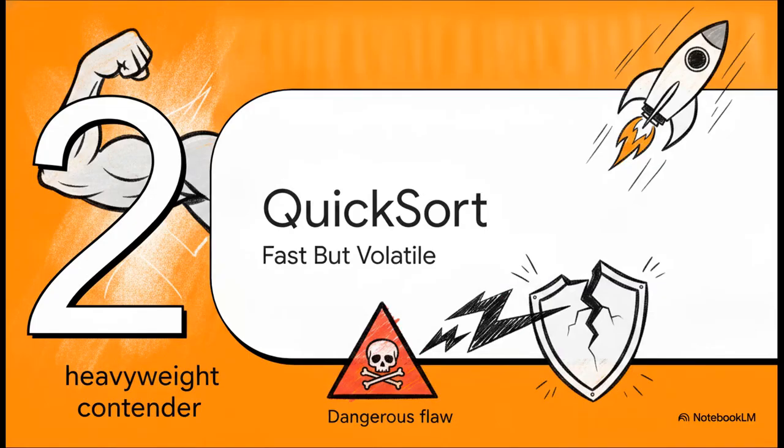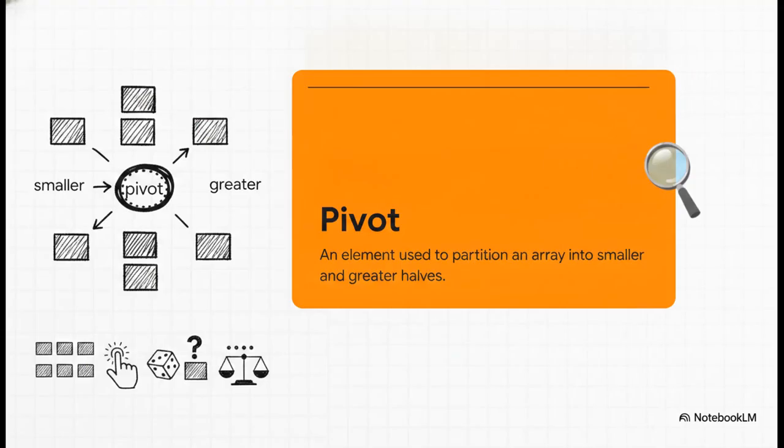Which brings us to Section 2, QuickSort, fast but volatile. Let's meet our first heavyweight contender. QuickSort is heavily utilized all across the industry. But the absolutely crucial point here is that it relies entirely on what we call a pivot element. This is really the heart of the algorithm's partition phase. You pick a pivot, and then you shuffle the data so that everything smaller than your pivot goes to the left, and everything greater goes to the right.